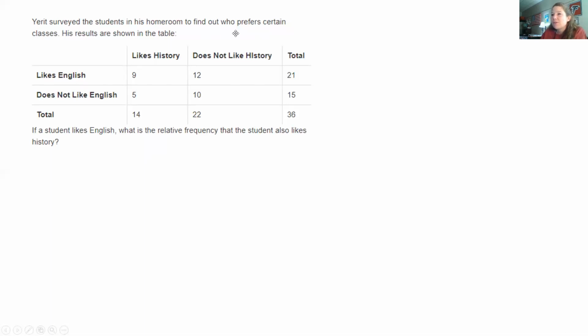To find out who prefers certain classes. His results are shown in the table. So the first thing it says is if a student likes English. So are we talking about every single student on this two-way table? No, we're not. We're only talking about students who like English. So we're going to go to this row and we're talking about 21.